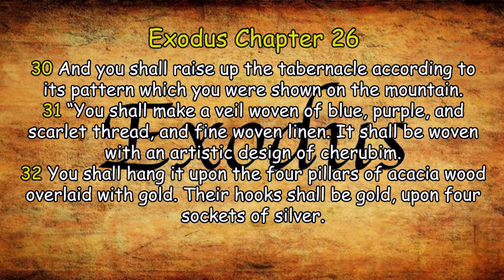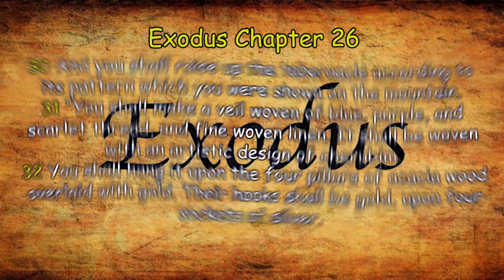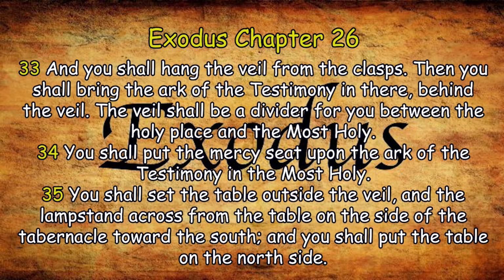You shall make a veil woven of blue, purple, and scarlet thread, and fine woven linen. It shall be woven with an artistic design of cherubim. You shall hang it upon the 4 pillars of acacia wood overlaid with gold. Their hooks shall be gold upon 4 sockets of silver, and you shall hang the veil from the clasps. Then you shall bring the ark of the testimony in there, behind the veil. The veil shall be a divider for you between the holy place and the most holy. You shall put the mercy seat upon the ark of the testimony in the most holy.